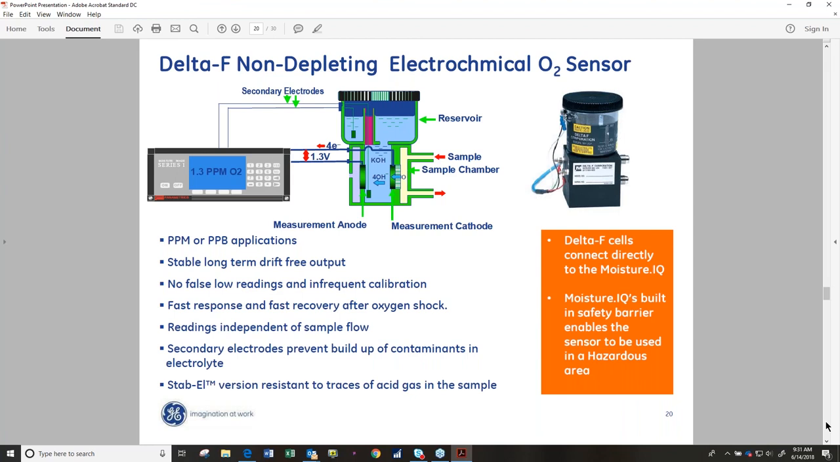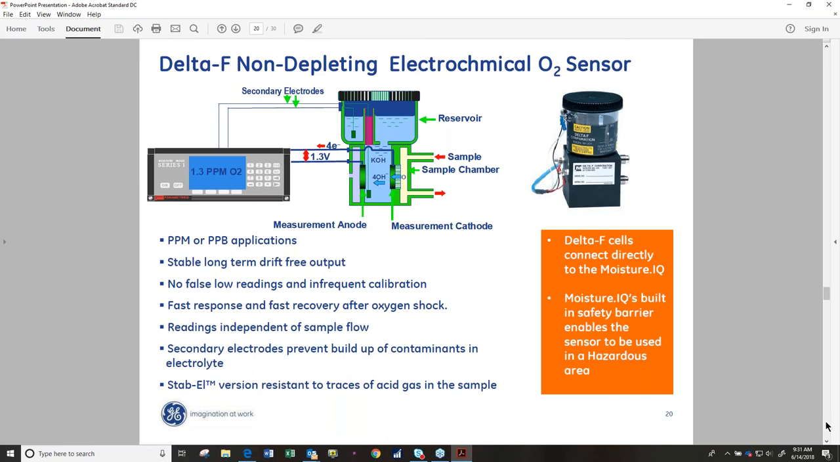Now, at BHGE, we source the Delta F non-depleting electrochemical cell. There's a bit of a misspelling there. That should say electrochemical. So the one you saw before, the OxyIQ, that cell eventually will deplete. It's like a battery. And after so much use, it will deplete.